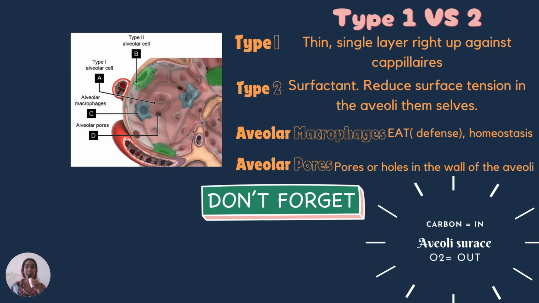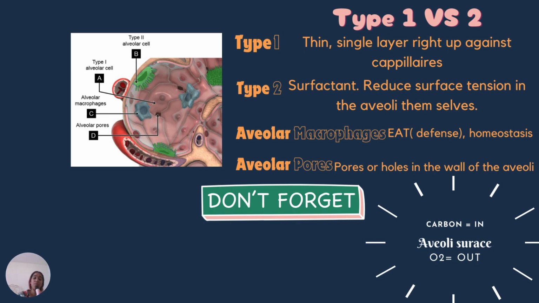Surfactant, type 2, is a little more complex. It reduces the surface tension in the alveoli themselves. The macrophages, they eat. They help maintain homeostasis, they're the defense system, and there are pores, like holes in the wall.